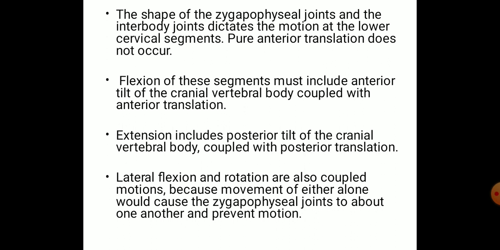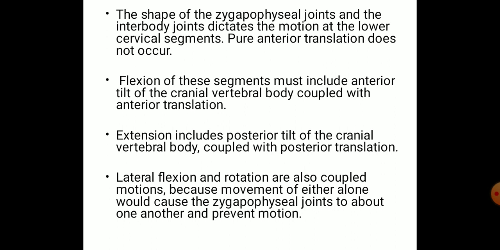Extension includes posterior tilting of the cervical vertebra coupled with posterior translation. Lateral flexion and rotations are also coupled motions, because movement of either alone would cause the zygapophysial joints to abut one another and prevent motion. In previous classes we have discussed coupling of movement. Whenever we try for a movement in the spine, it is not actually happening as a pure movement. It's a coupled kind of movement.